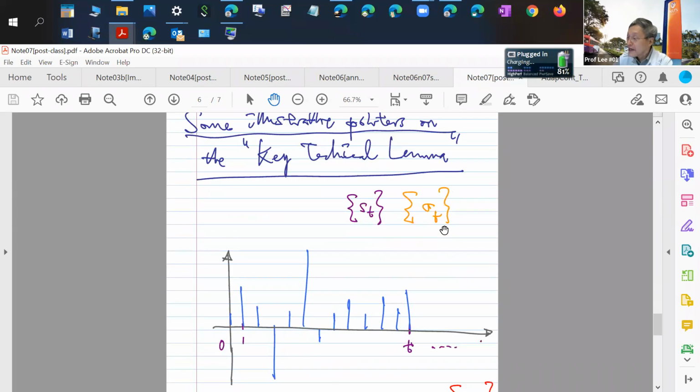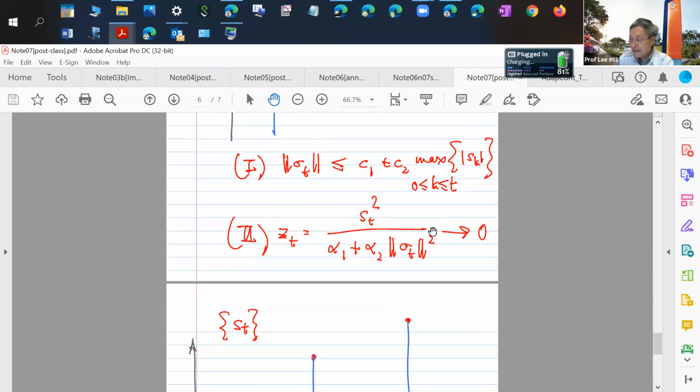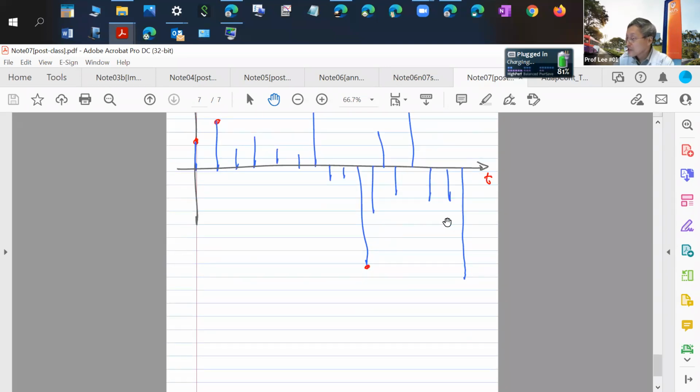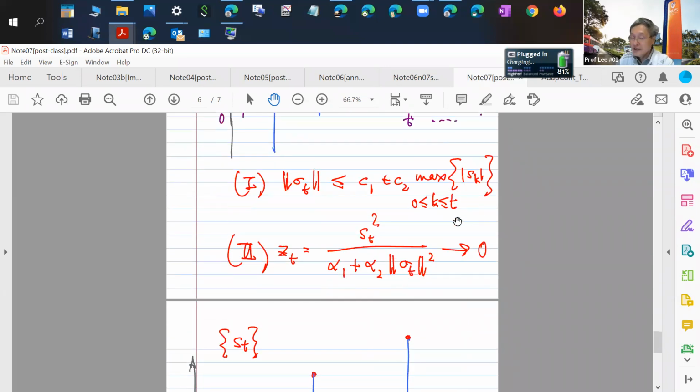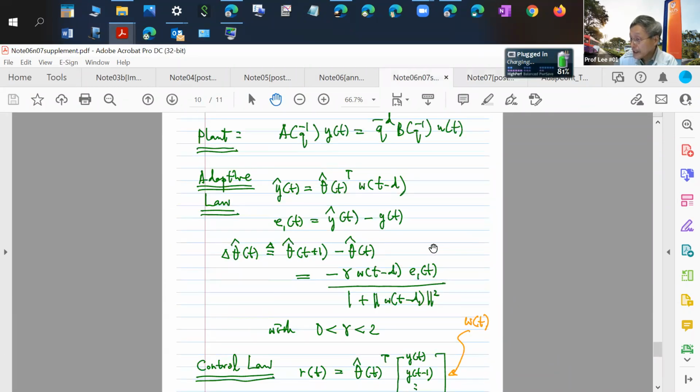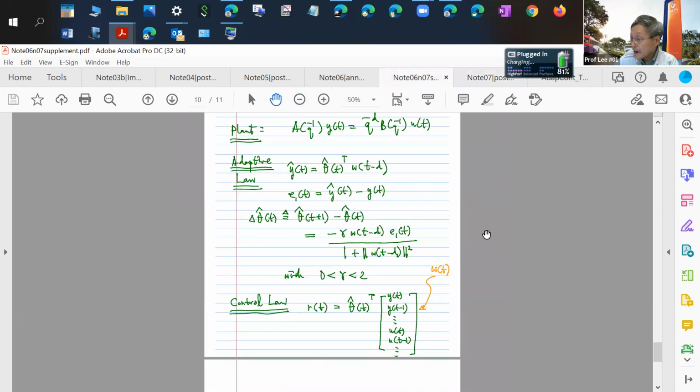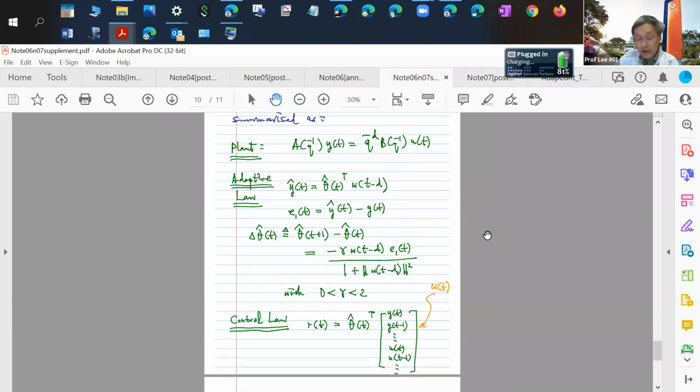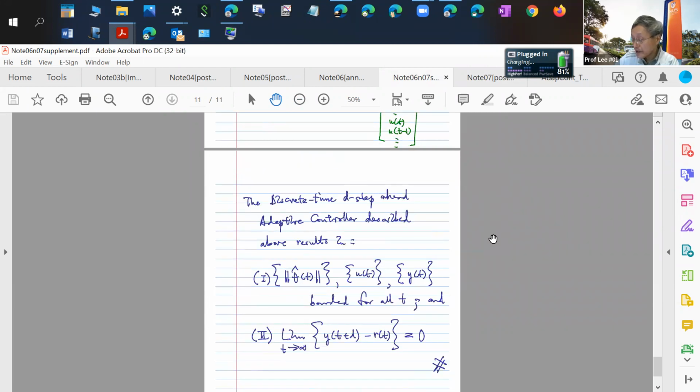Now, there's the additional part of the so-called key technical lemma, which is also signals and systems, equivalent to what I've said to you before. Then finally, you can combine all that together stage by stage and show that even for discrete time, if you do it in the way that we have shown, the adaptive control is also guaranteed to have this kind of result. All signals are bounded, and the tracking error goes to 0.